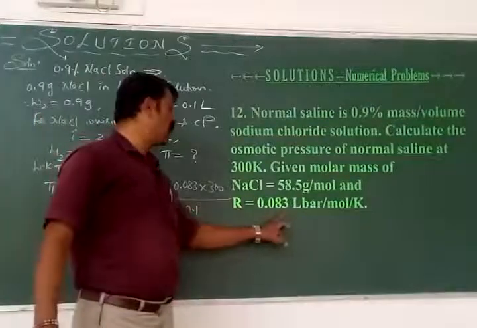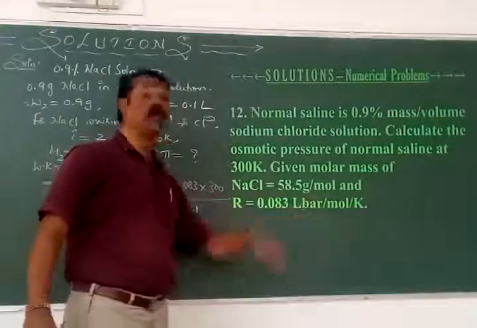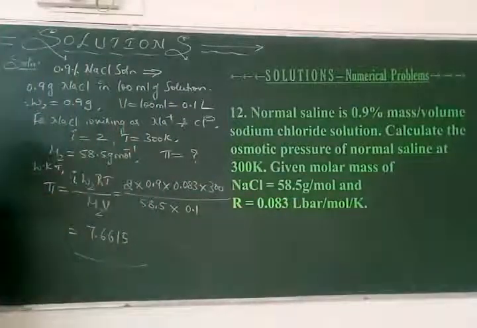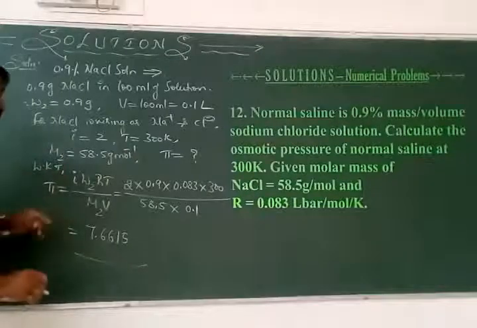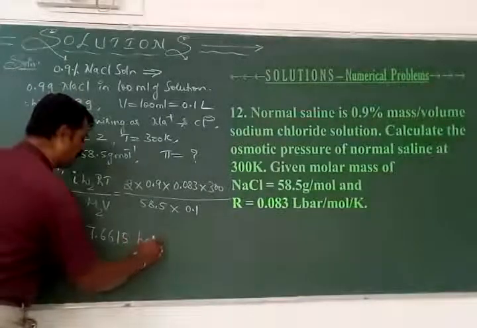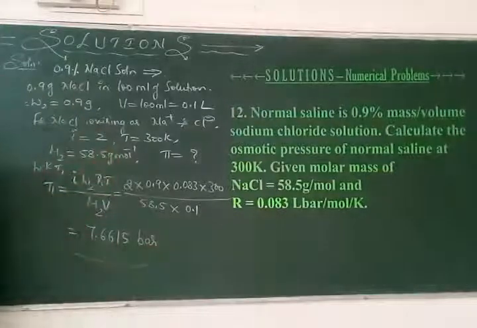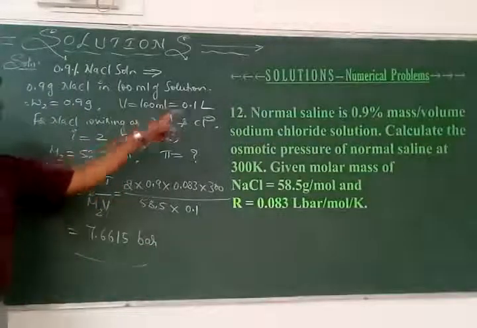R is 0.083 liter bar per mole per Kelvin, which means it is bar, not atmosphere here. If it is 0.0821, it is atmosphere. If it is 0.083, it is called bar. Hence it is bar. Therefore, the osmotic pressure with respect to the normal saline solution.